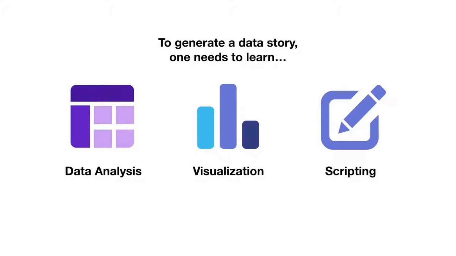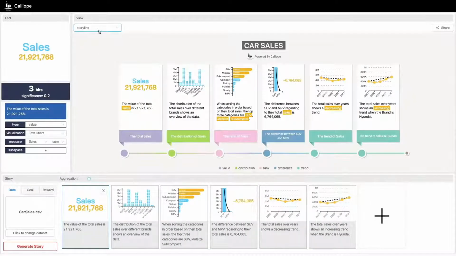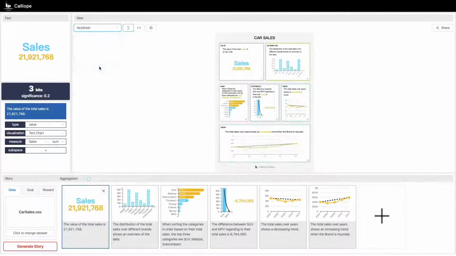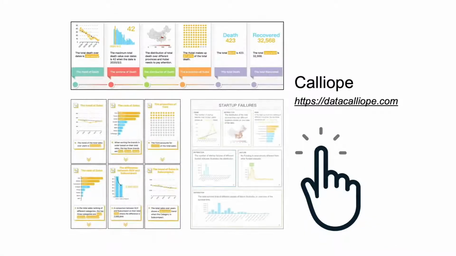To generate a visual data story, one needs to learn a lot of techniques such as data analysis, visualization, and scripting. To lower the technique barrier, we introduce an intelligent system, Calliope, to generate visual data stories directly from an input spreadsheet in a fully automatic process. Using Calliope, a good visual data story is just a click away from us.